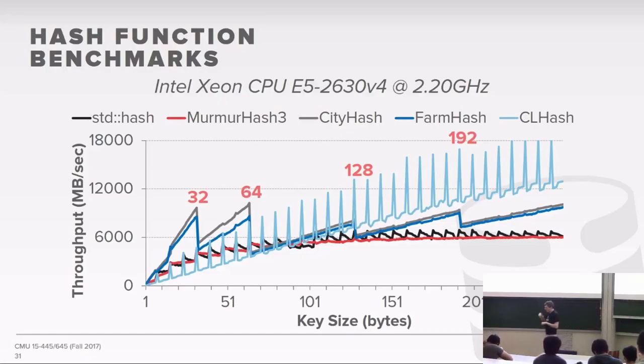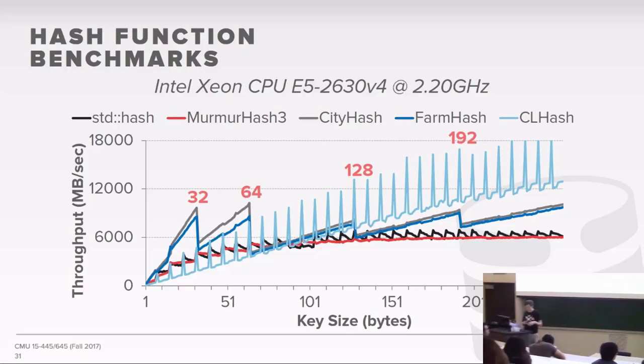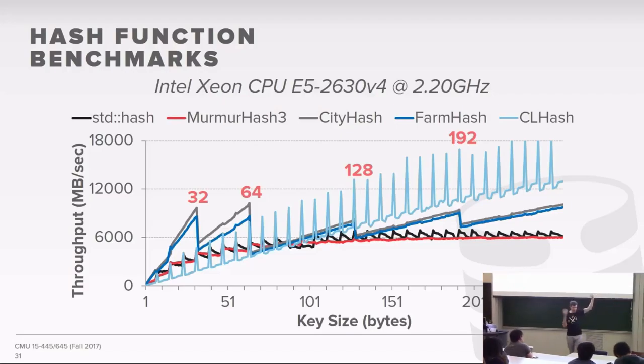And you see again the same sawtooth pattern, which corresponds to things being word aligned or not. This is the link here to, again, some random dude on the internet who wrote a little micro benchmark framework that takes all these hash functions and runs these experiments, so you can regenerate these graphs if you want. And then I sent him a patch to run the CLHash one to throw it in the mix, okay?